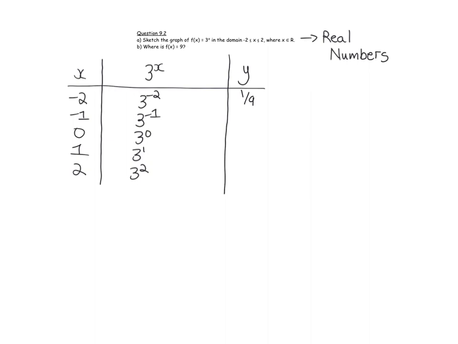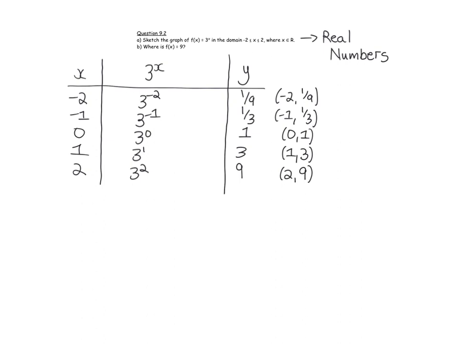Filling this in, for -2, we're going to get a ninth. For -1, we're going to get a third. For 0, we're going to get 1. For 1, we're going to get 3. And for 2, we're going to get 9. So the points we have then are (-2, 1/9), (-1, 1/3), (0, 1), (1, 3), and (2, 9).